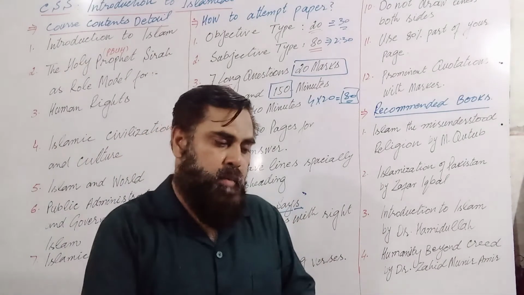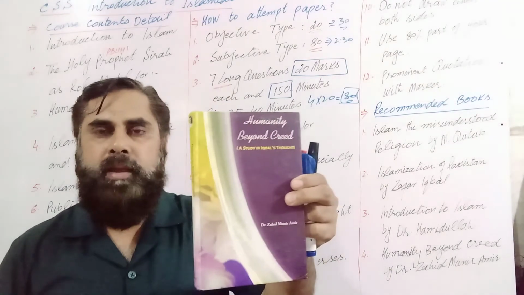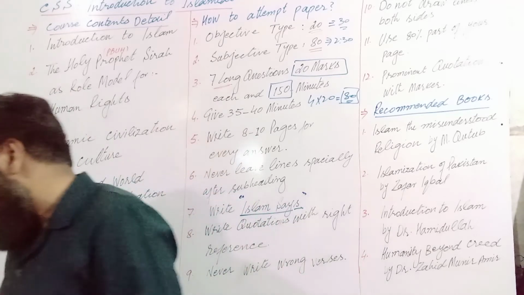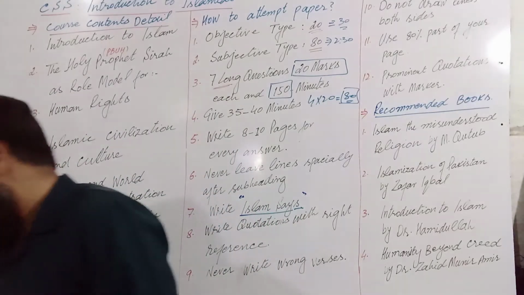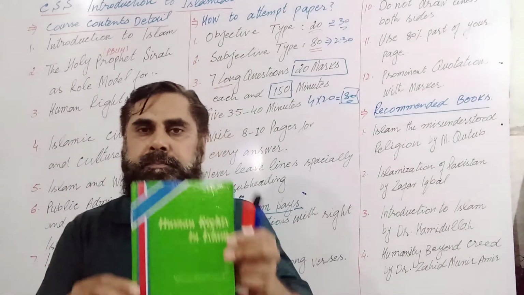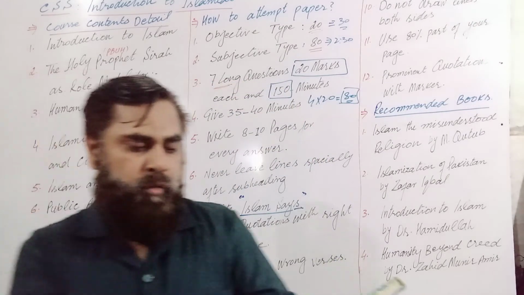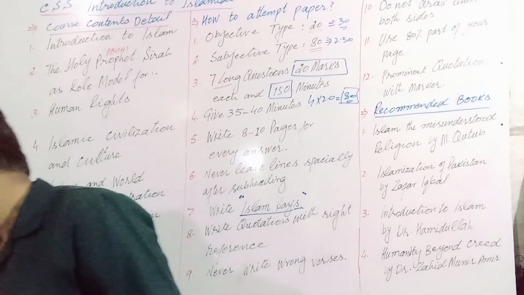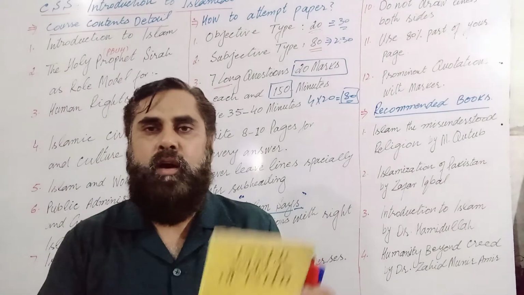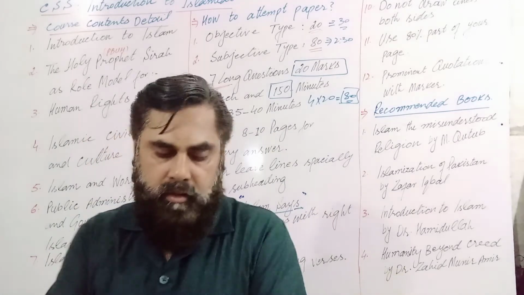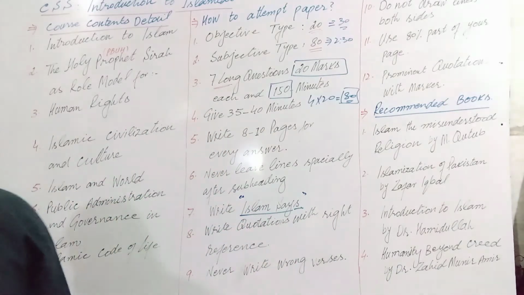The other one, Humanity Beyond Creed, and the author is Dr. Zahid Munir Amir. The other one, Human Rights in Islam, and the author is Dr. Muhammad Sharif Chaudhry. Inner Aspects of Faith. The author is Shahidullah Faridi.